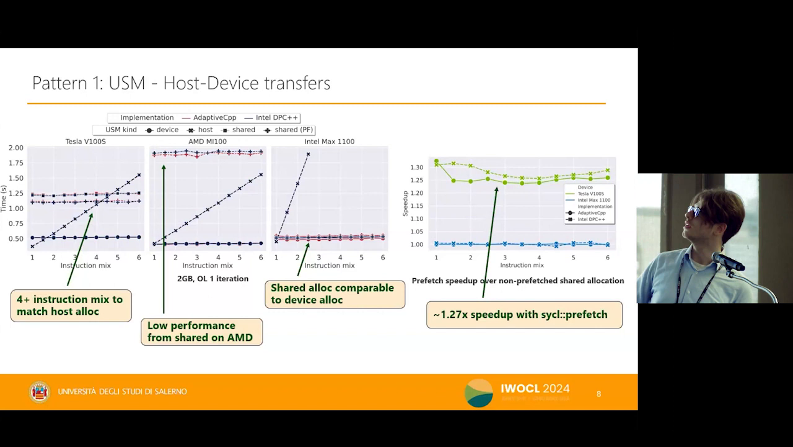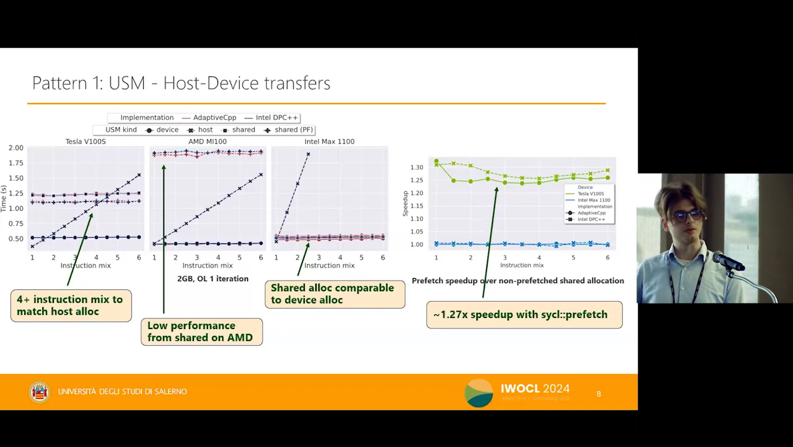Note that we just have the prefetched shared allocation, not the one without, because on our machine we were having problems when using the automatic migration of operation between host and device without the prefetch. And the interesting part about the Intel hardware is that shared allocation is basically comparable to device allocation.